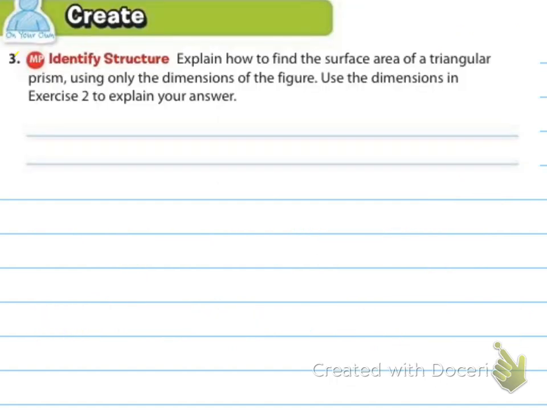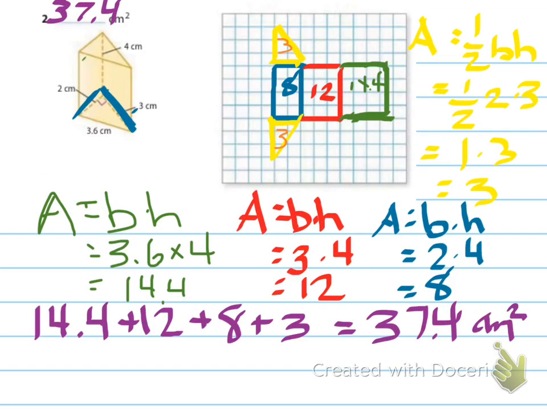All right, it says to explain how to find the surface area of a triangular prism using only the dimensions of the figure, and then use the dimensions in exercise 2 to explain your answer. So how do you find the surface area of a triangular prism using only the dimensions of the figure? And you're going to use the ones from exercise 2. All right, so how would you describe these, basically, is what we're talking about. I like this question a lot.